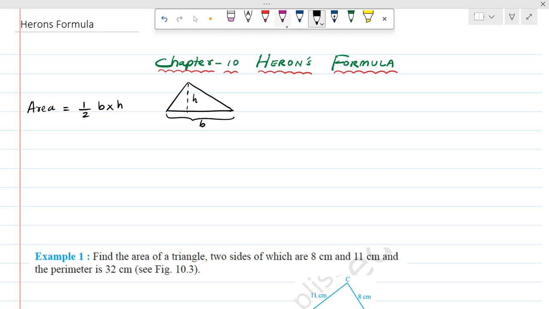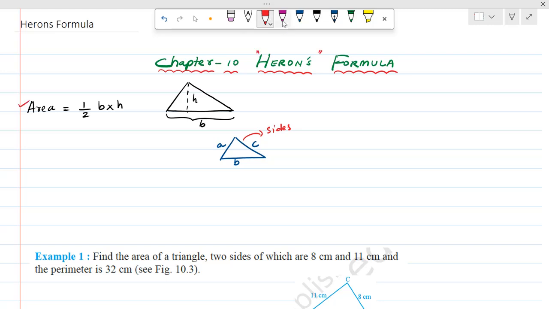But in some problems only the sides are given. The sides of the triangle are given, so it is not possible to apply this rule. Here you will have a, b, c. These are the sides of the triangle. In that case, we cannot apply this rule. In that case, we will use Heron's formula.